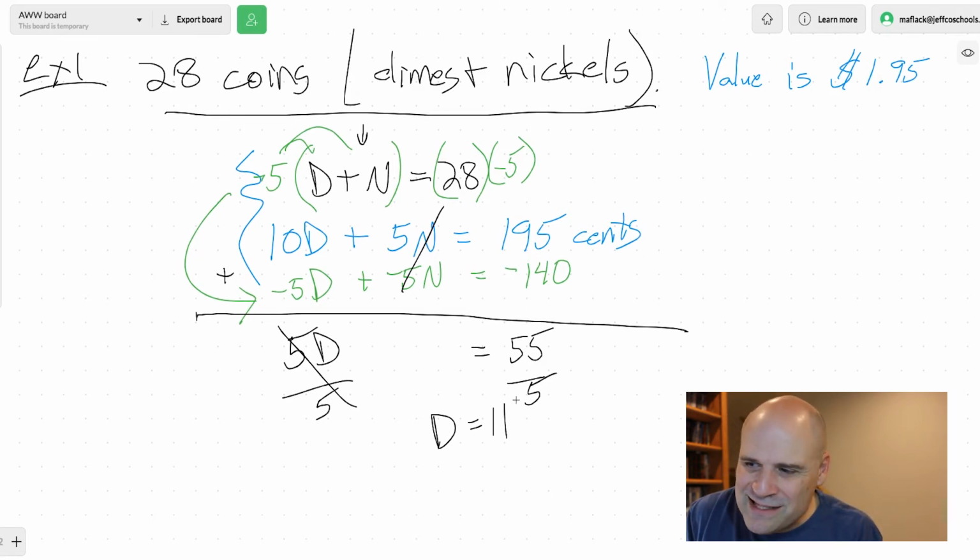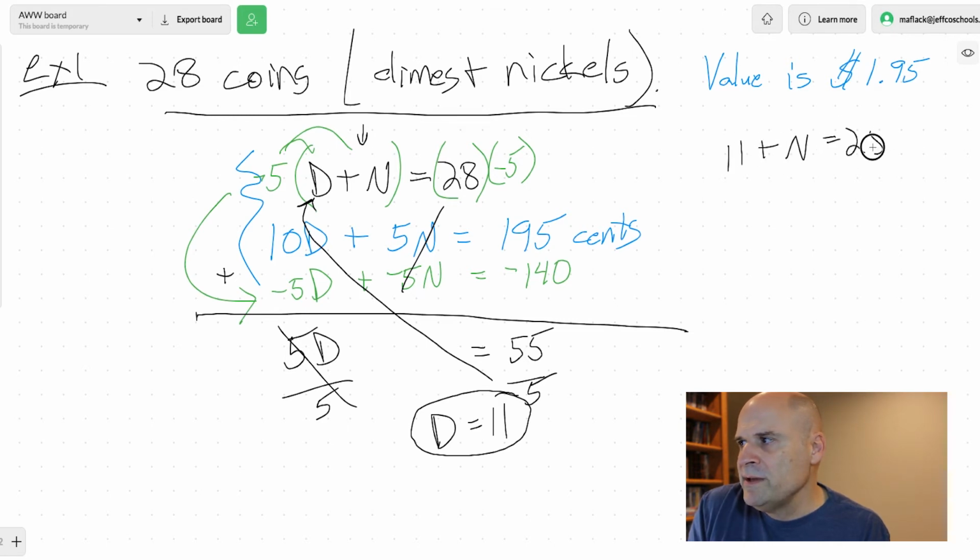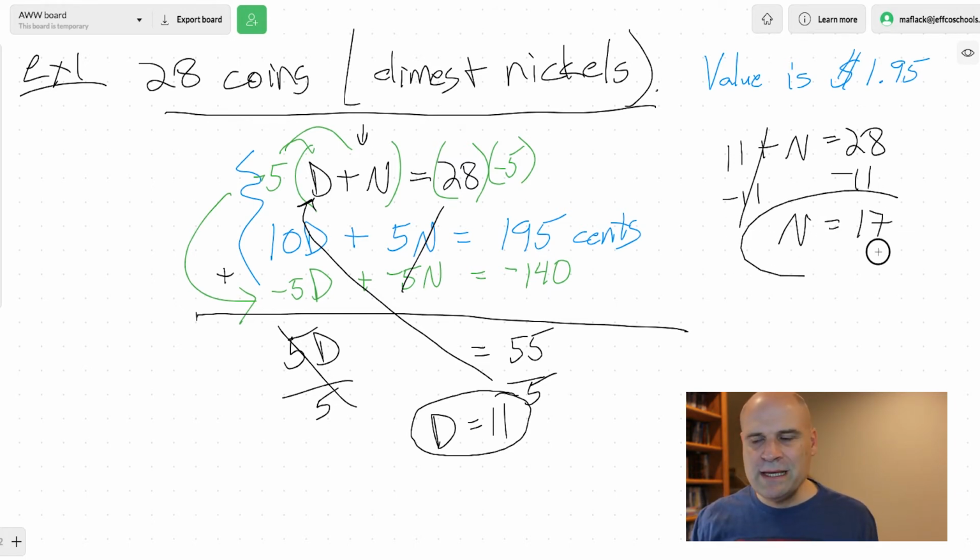So if D is 11, we have to figure out what N is. Now this is a little bit more complicated, not too much. But now that we know what D is, we just have to plug it into one of these equations up here. The easiest one to me looks like that top one. So I'm going to plug that 11 in right there. Instead of D plus N equals 28, I'm going to say 11 plus N equals 28. Get rid of 11. N equals 17.